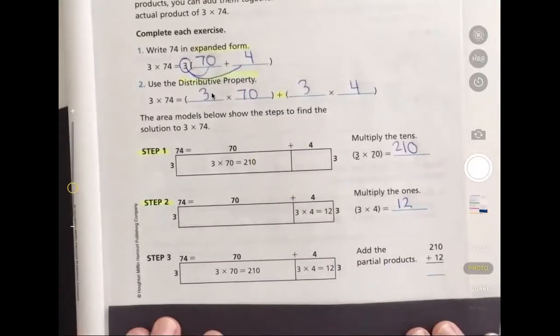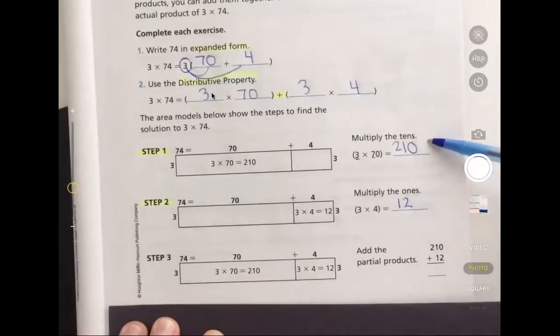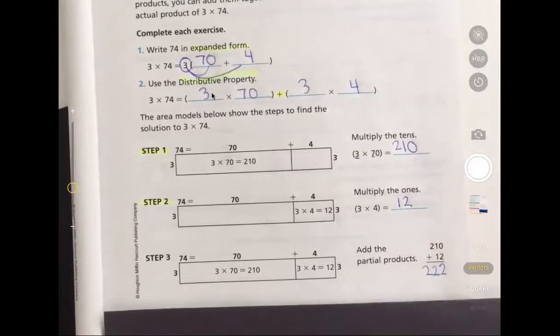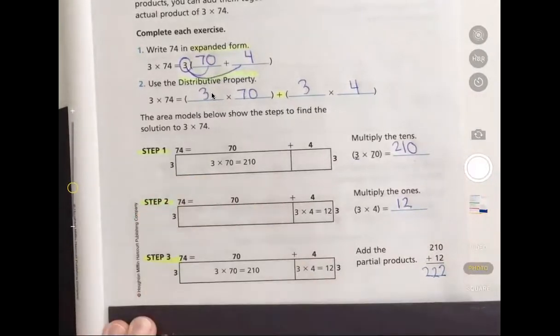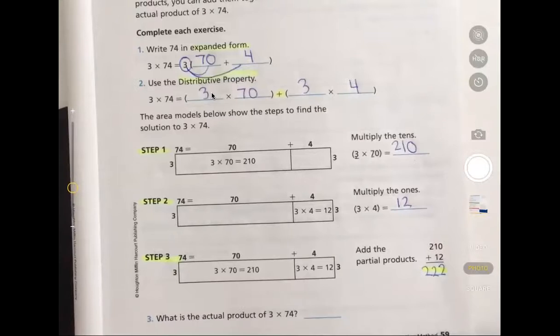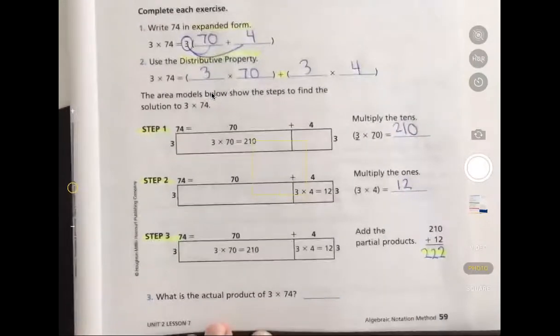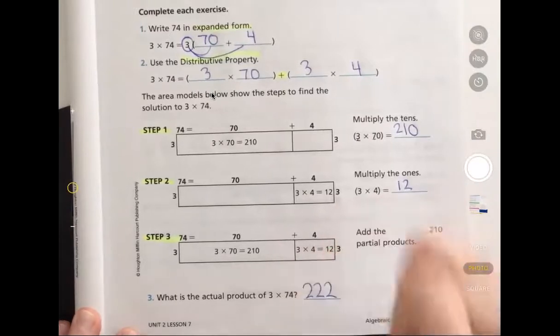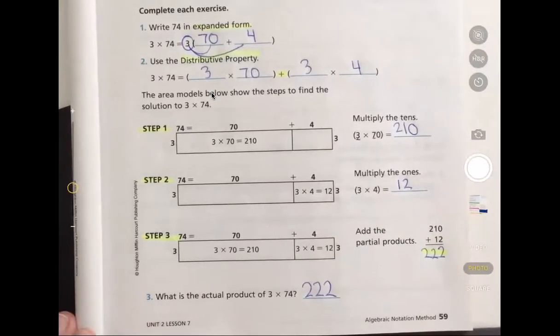And step 3. Well, now we get to add the partial products together. Now we're putting both step 1 and step 2 into step 3. Let's do it. 2, 1 and 1 is 2. 2 and 0 is 2. 222. All 3 steps. There is our final product. Okay? Just kind of a cool way. Oh, they're asking us in number 3 now, just to give the final answer. The final product is 222. So be sure that you filled that in, okay?